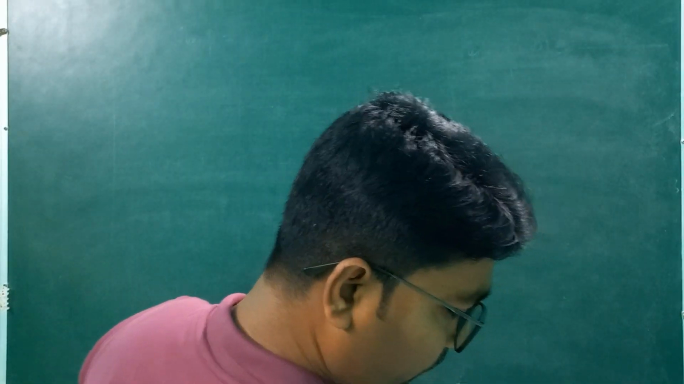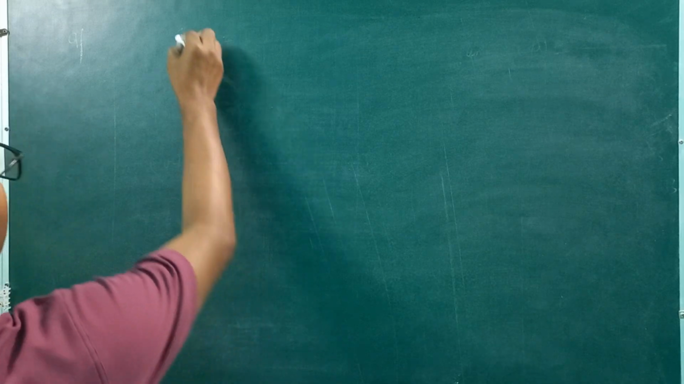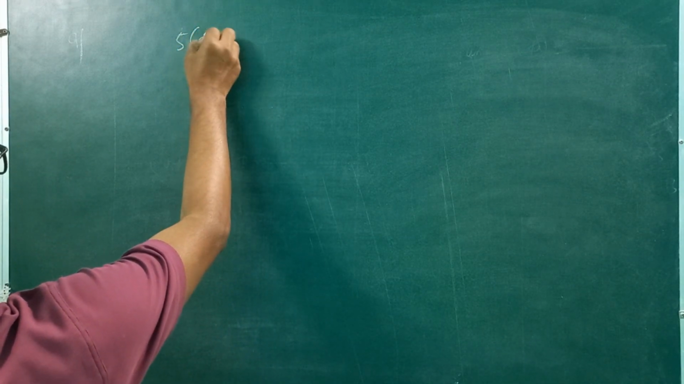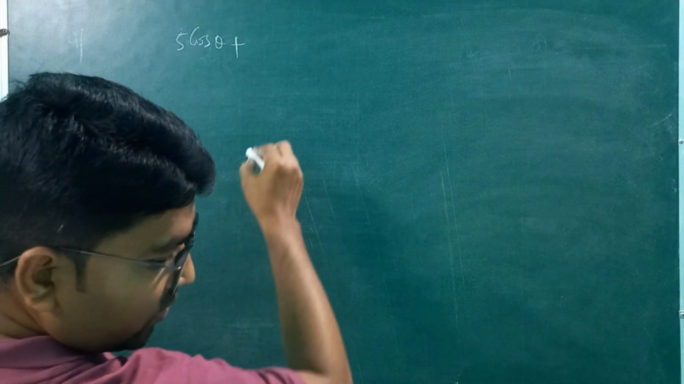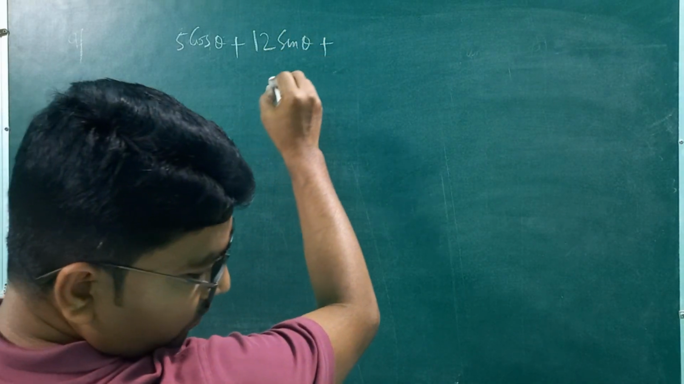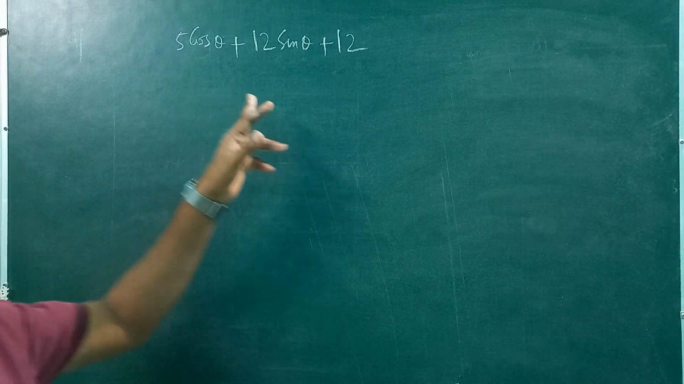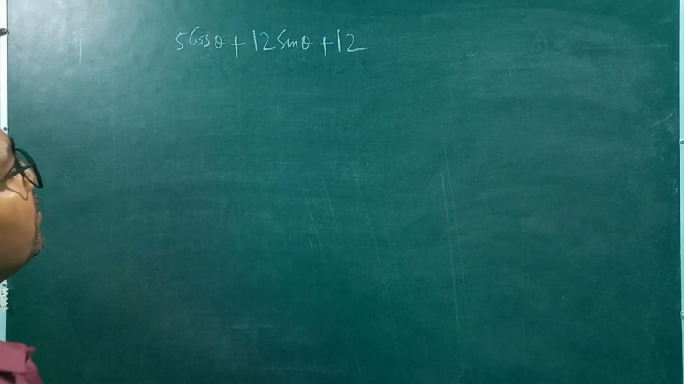What is the problem? Here is an expression: 5 cos theta plus 12 sin theta plus 12. We have to calculate the maximum and minimum value of this expression.